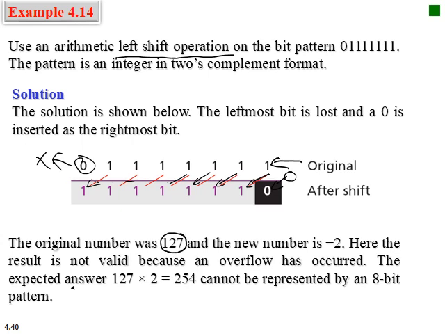Now that we did this, if you calculate what this value is after the shift, you get minus 2. We just said we're doing a left shift operation, so we know we're going to multiply 127 by 2. And now we get minus 2, which is not what we expected. The reason is that an overflow has occurred. We will need more bits, because 254 is the real correct value that we should get here, but unfortunately we only use 8 bits.